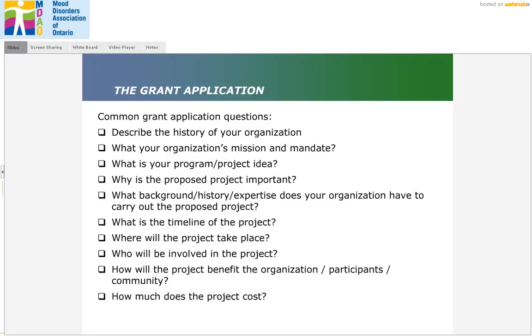And of course, the financial aspect is how much does the project cost? And a lot of applications will ask you to provide a budget breakdown as part of your application and proposal. And there's also another component that you'll find is how will you evaluate the results or the impact of the project.